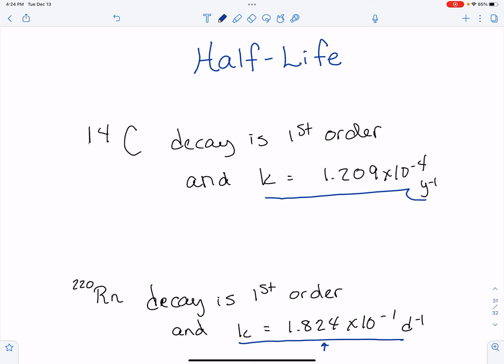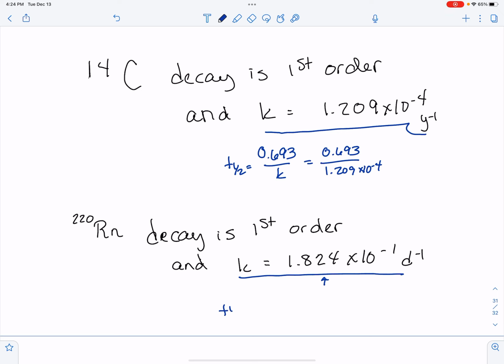So we could just reference something's half-life and kind of immediately have a sense of what we're talking about. So for half-life, all you have to do for a first order, and these are both first order, is do that half-life is equal to 0.693 over K. And so it's just that 0.693 over the number that's shown right there, 1.209 times 10 to the minus fourth. And then for this one, T half, it's the same idea, 0.693 over K equals 0.693 over 1.824 times 10 to the minus 1. And that's a per day, and that's a per year.